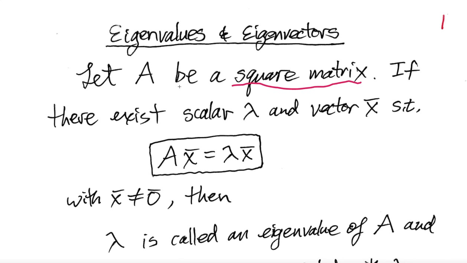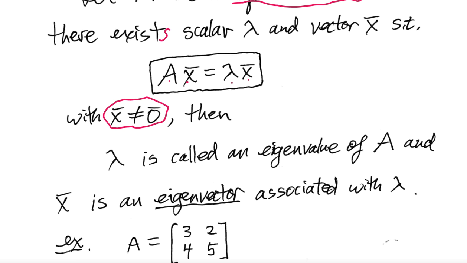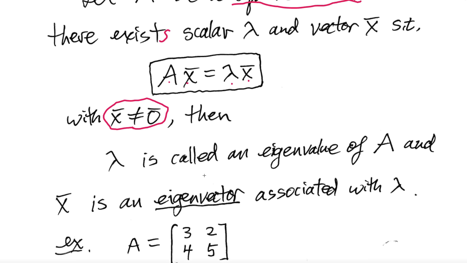So I've got a square matrix I'm calling A. If there exists a scalar lambda and a vector v bar or x bar such that A times x bar is lambda times x bar. By the way, x bar has to be non-zero to be an eigenvector. Then lambda is called an eigenvalue of A, and x bar is called an eigenvector associated with that lambda value.